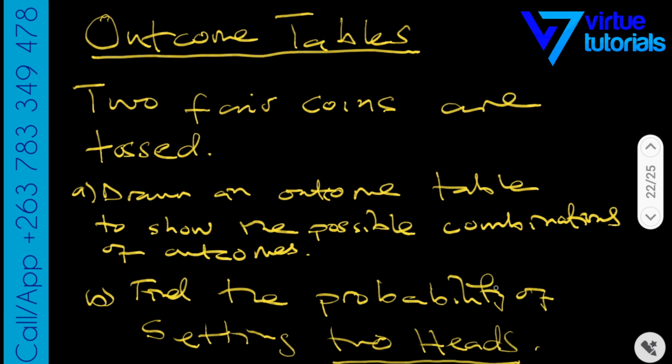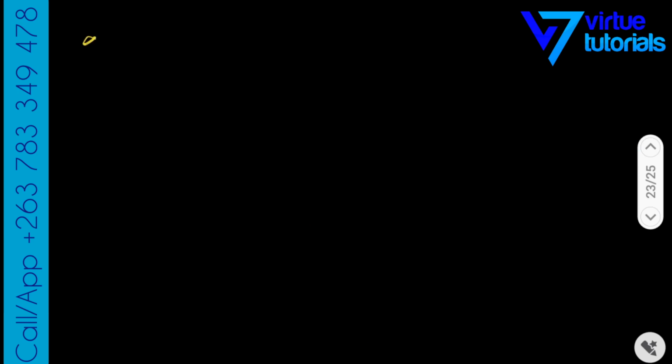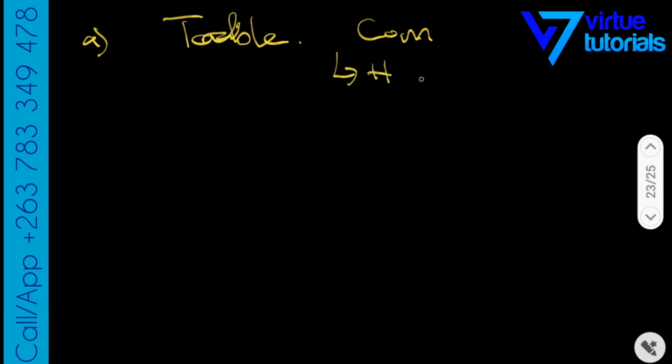And then the second thing is find the probability of getting two heads. So let's start off with the outcome table. So part A, we want to draw the table. So what do we know? We know that when you toss a coin, you can get a head or you can get a tail. So we'll have two axes for our coins. So we'll draw something like this.